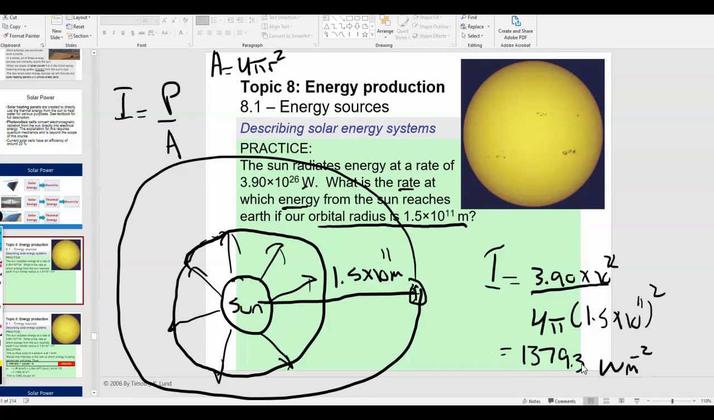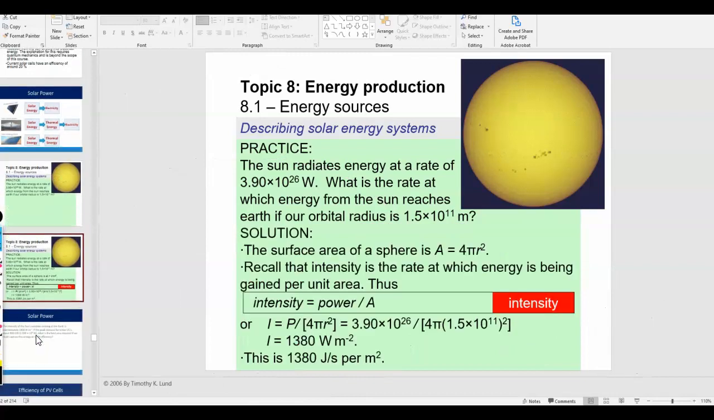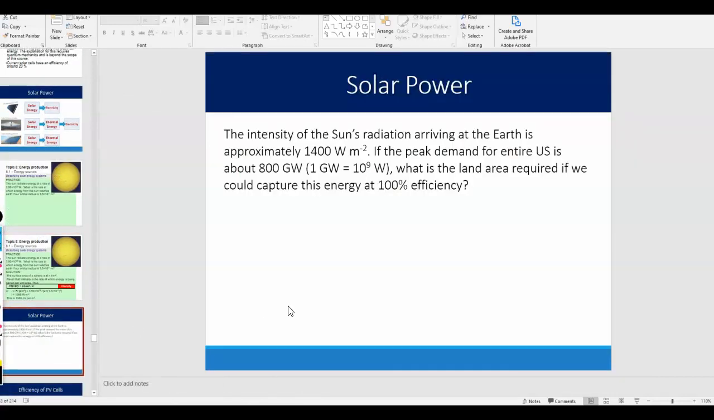Okay, and so again, what this would mean is, let's say you're standing out where the Earth is, just like in space, and you have a solar panel that's 1 meter by 1 meter. Okay, and you're holding it up. That basically means that the power you could get from that solar cell, assuming it's 100% efficient, which it's not, would be about 1380 watts. Okay, for a 1 meter by 1 meter cell, which is not a ton of power. All right, that's just the solution.